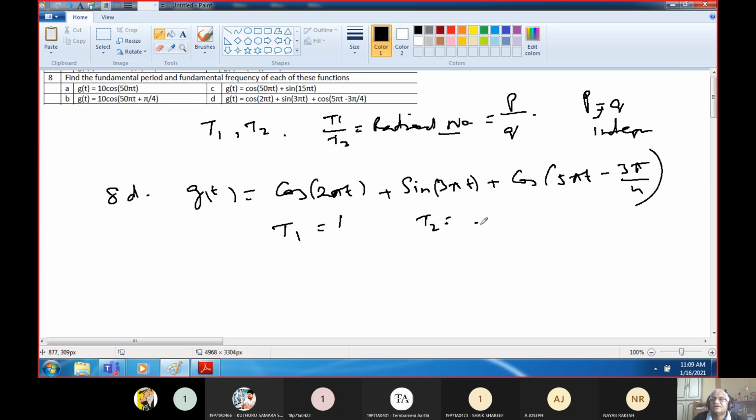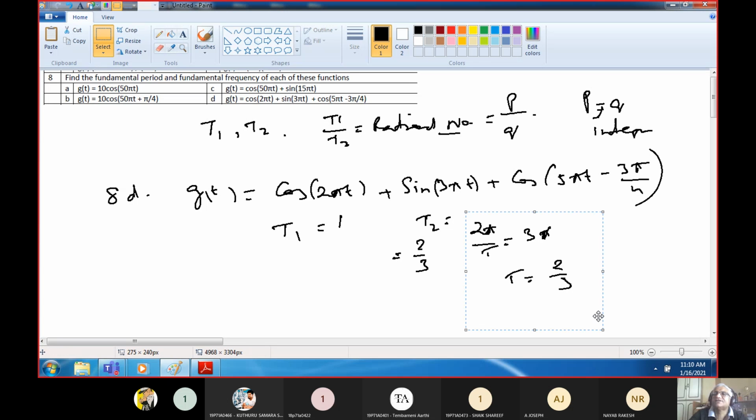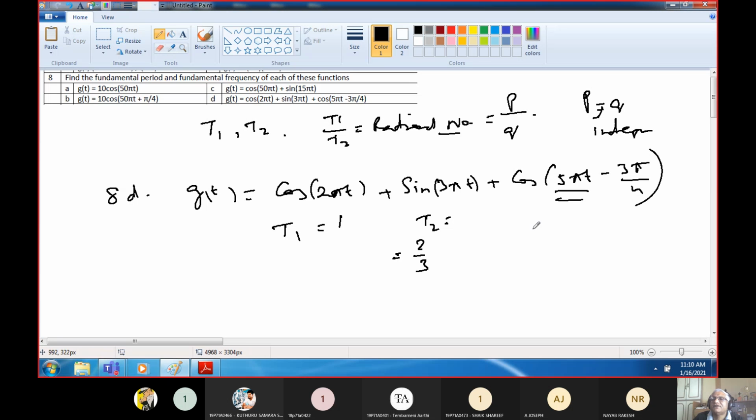Here it is slightly tricky. So 2 pi by t is equal to 3 pi. Pi and pi get cancelled. t is equal to 2 by 3. So here T2 is equal to 2 by 3. Okay. Now what is T3? Here you have to only take the frequency. T3 is equal to 2 by 5 using the same logic. So 5 pi is equal to 2 pi by t. So pi and pi get cancelled. So t is equal to 2 by 5.